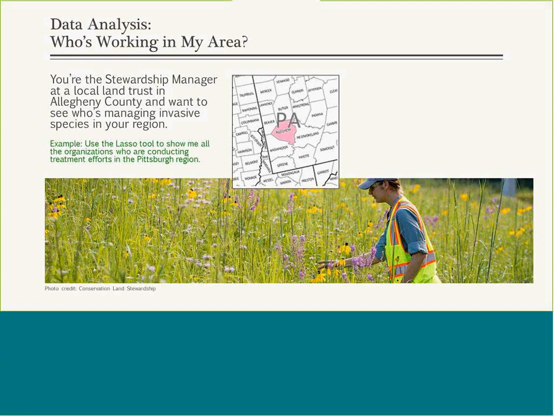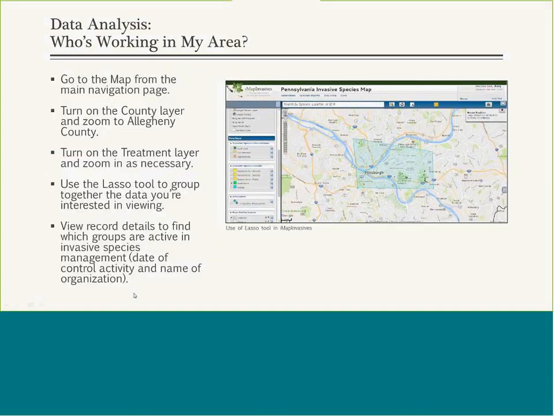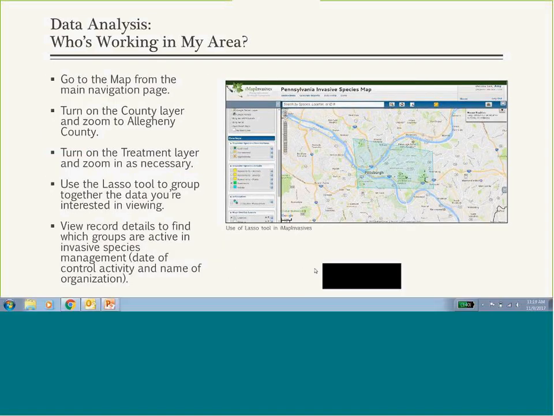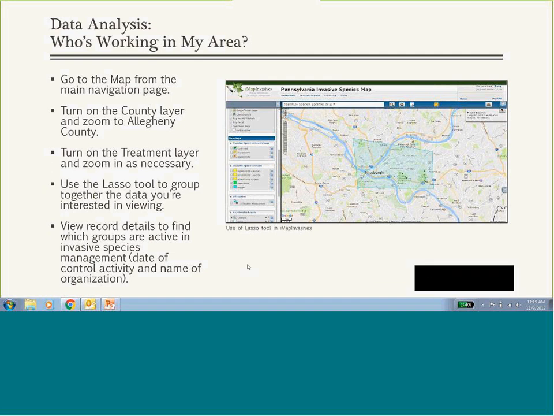The way you would run that type of analysis, you would go to the map and then turn on your county layer and zoom into Allegheny County, and then you're going to turn on your treatment layer, and then if needed, turn on that Lasso tool and group together all the different treatment polygons that show up on the map in the region in Allegheny County that you're interested in. And there, you look at the record details to find out which groups are being active in your area.